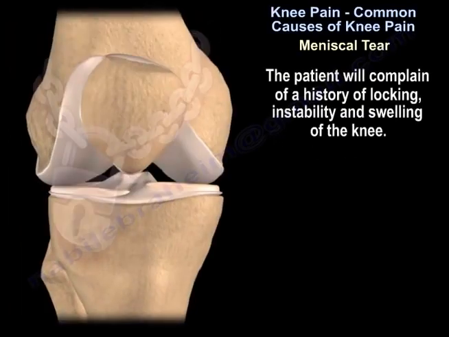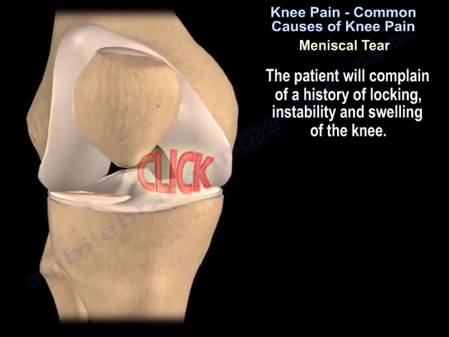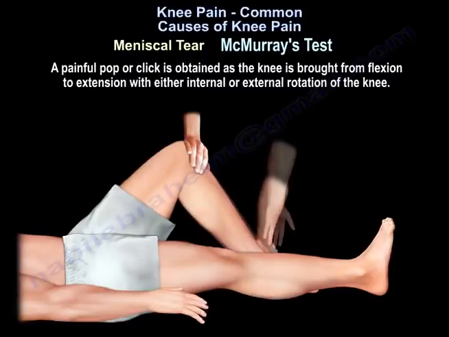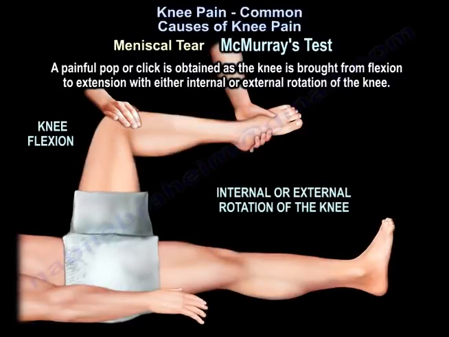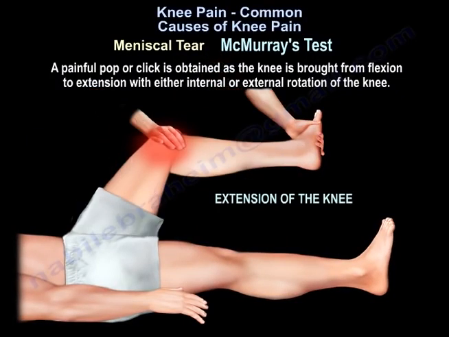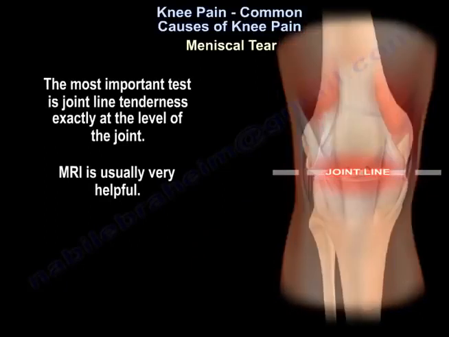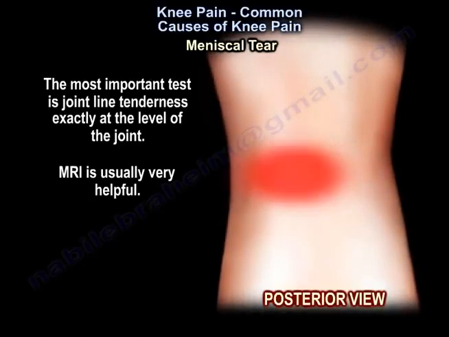The patient will complain of a history of locking, instability, and swelling of the knee. McMurray test will be positive, but the most important test is tenderness exactly at the level of the joint, and the MRI is usually very helpful.